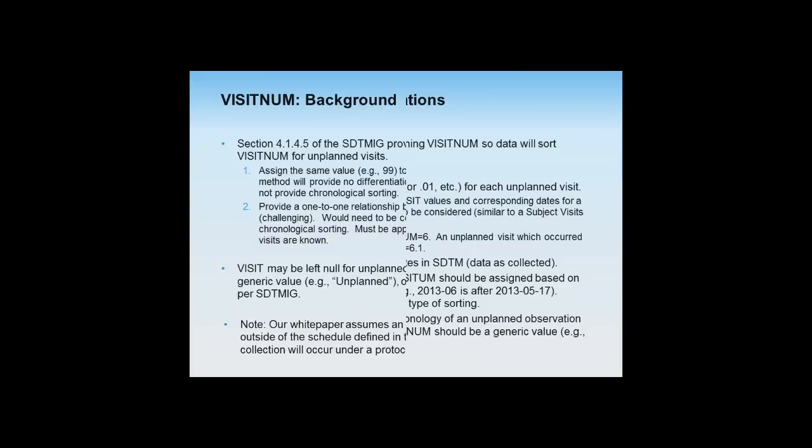The alternative, which is a little bit more challenging, is to slot those unplanned visits into the other data for each subject and assign a one-to-one relationship for VISITNUM and VISIT, so that when you do sort by visit, it's providing an accurate representation of when the events occurred for that subject. And those are outlined in more detail in the SDTM implementation guide.